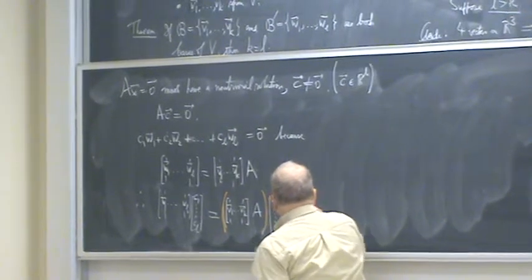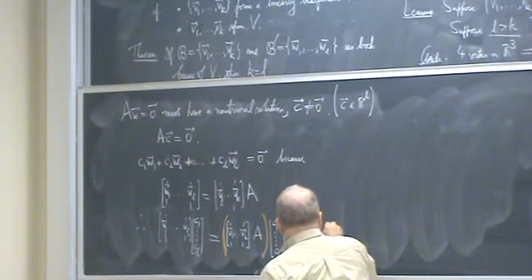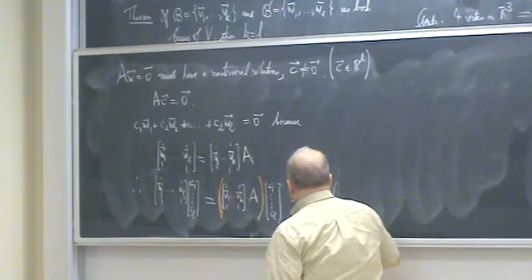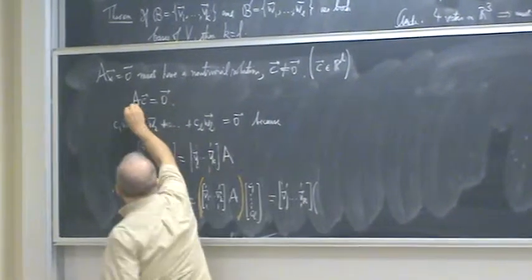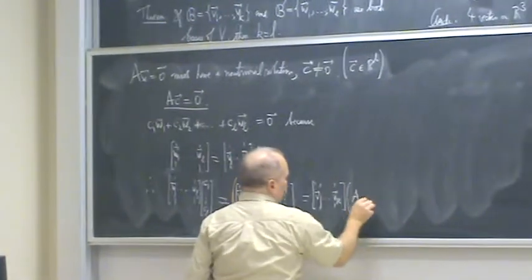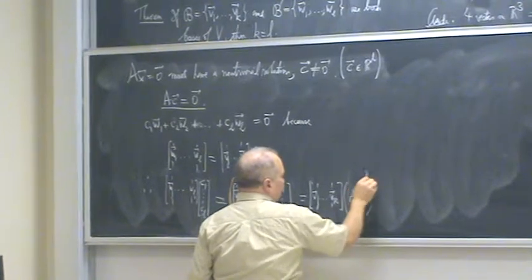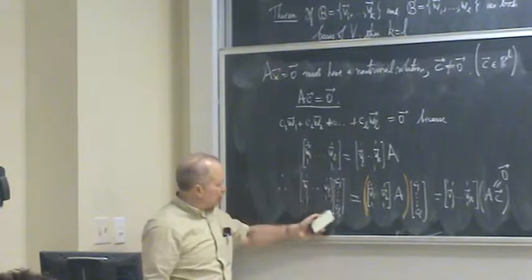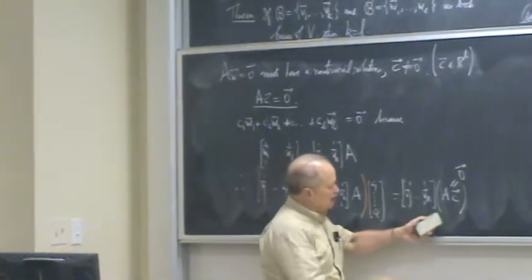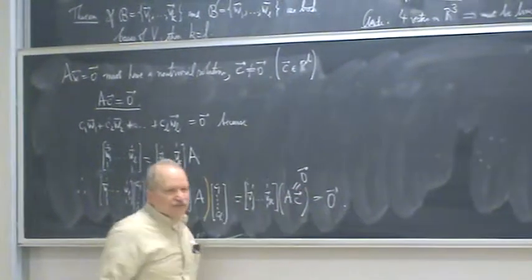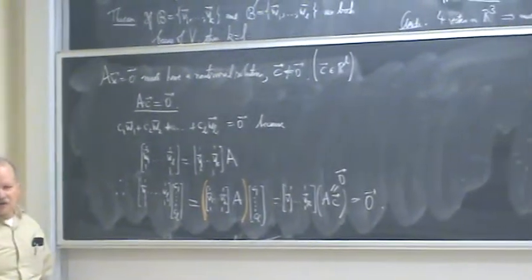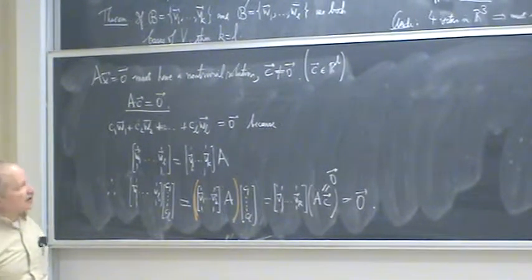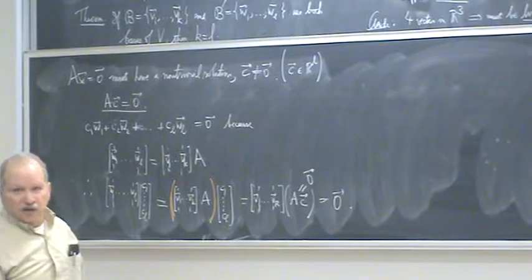I've then got my matrix of V's multiplied by AC, and that's 0. So this linear combination of the W's is the 0 vector. So the vectors are linearly dependent. That's what I wanted. Okay?